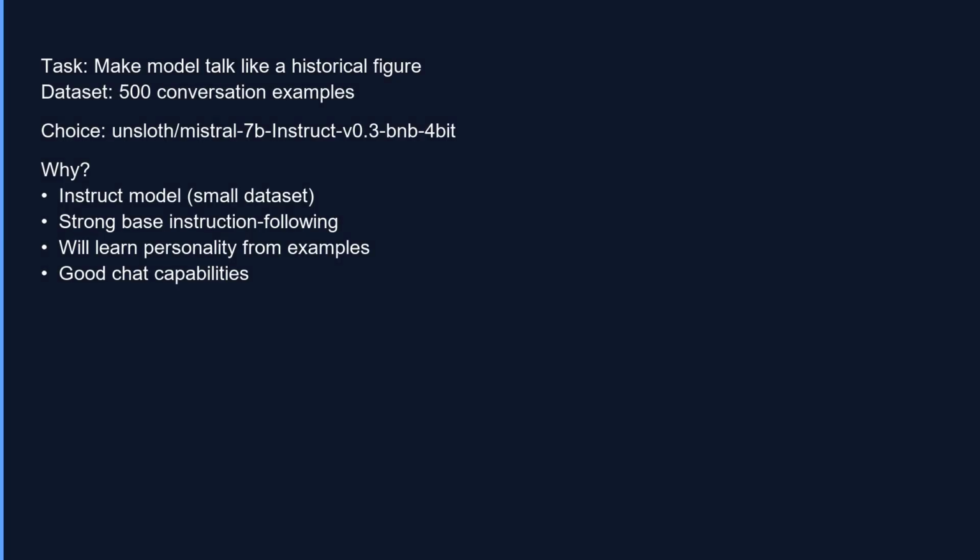Task: make a model talk like a historical figure. Dataset: 500 conversation examples. Choice: Unsloth Mistral 7B Instruct v0.3 BNB 4-bit. Why? Instruct model, small dataset. Strong base instruction following. We'll learn personality from examples. Good chat capabilities.